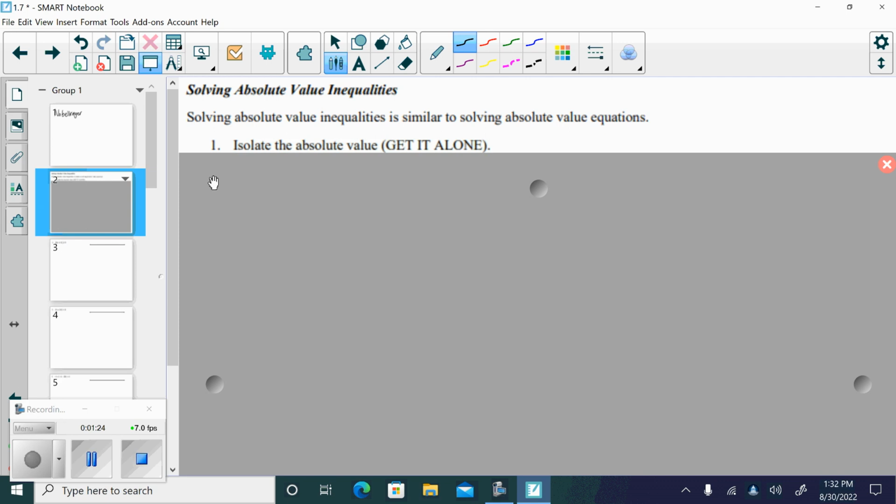All right. So let's go ahead and talk about your last lesson. We are talking about absolute value inequalities. So we're still dealing with our less than signs or greater than signs, all that stuff. Solving absolute value inequalities is similar to solving absolute value equations.